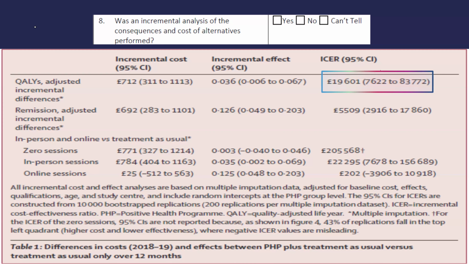Was an incremental analysis of the cost and consequences done? Yes. So this was QALY, and this was the ICER for the QALY, 19,601, which we saw. And this is for the second outcome, 55,000 pounds was for the depression remission.